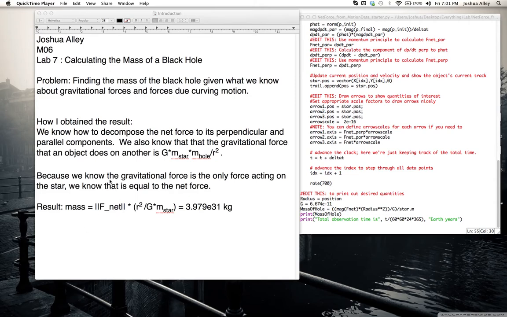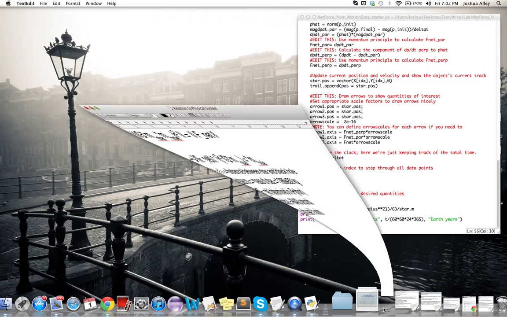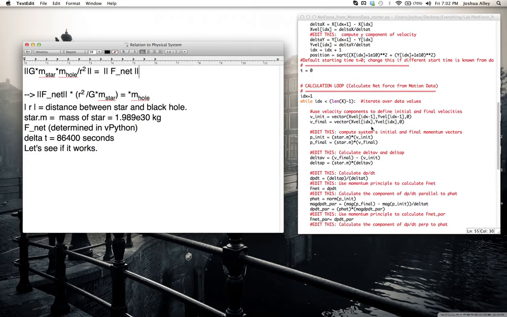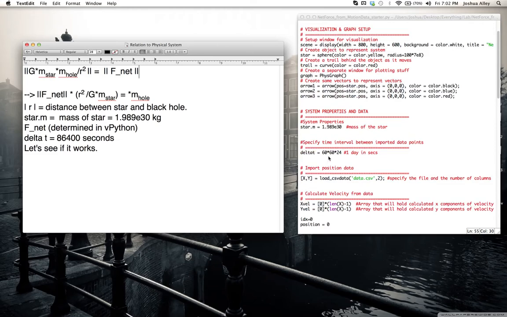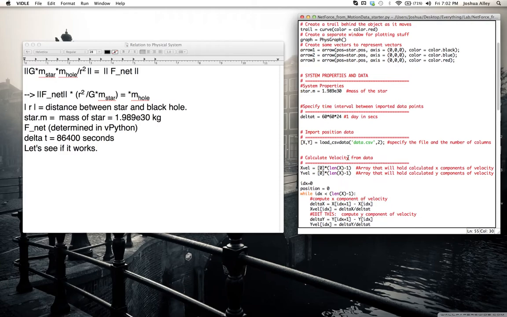After I equated that, the mass was determined to be the magnitude of that net force times r squared over G times the mass of the star, which is 3.979 times 10 to the 31 kilograms. In relation to the physical system, as stated earlier, I equated the two, where r is the distance between the star and the black hole. Star.m is the mass of the star, which is 1.989 times 10 to the 30 kilograms, and delta t is 86,400 seconds, or 1 day.